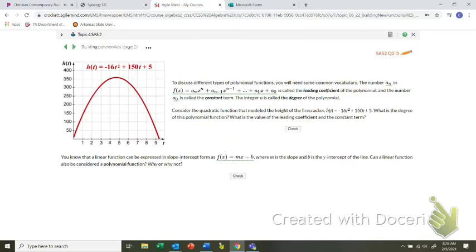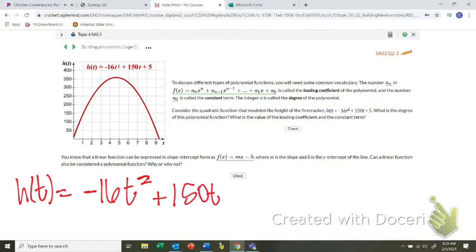All right, it says, consider the quadratic function h of t, which is just really fancy for what? y equals negative 16t squared plus 150t plus 5. All right, the first part of the question says, what is the degree of this polynomial function? It's a second degree. All right, so we remember what this is.